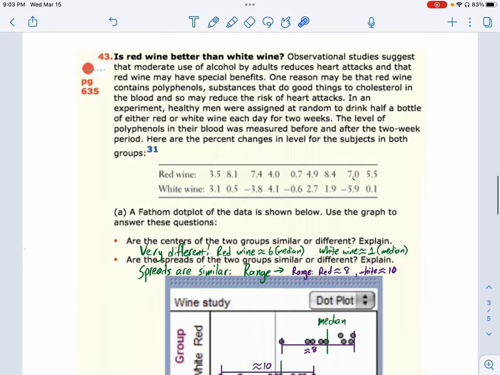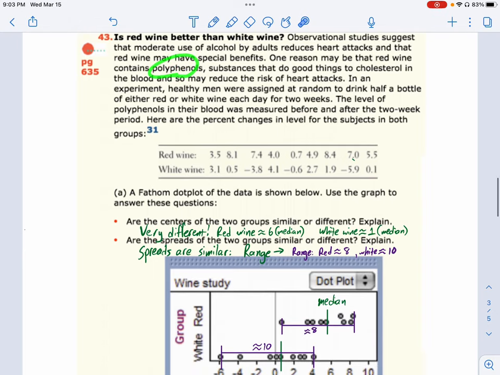All right. Here we go. 43. Is drinking red wine better than white wine? Apparently, when you drink wine, it gives you polyphenols that go into your blood, and it's good. It reduces the risk of heart attacks. So this has been a common accepted thought that a glass of wine a day might reduce your heart risk. So they're comparing men that some of them drink red wine and some of them drink white wine, and they measured the polyphenol in their blood after they did that.